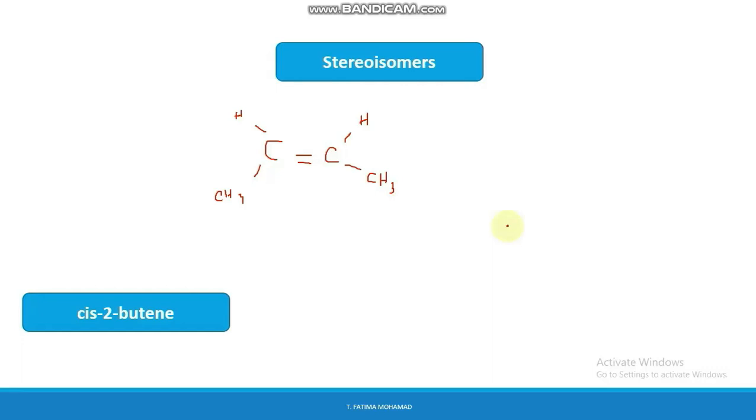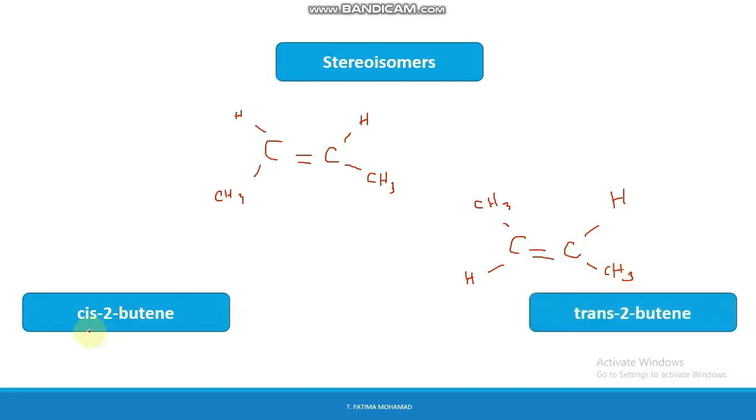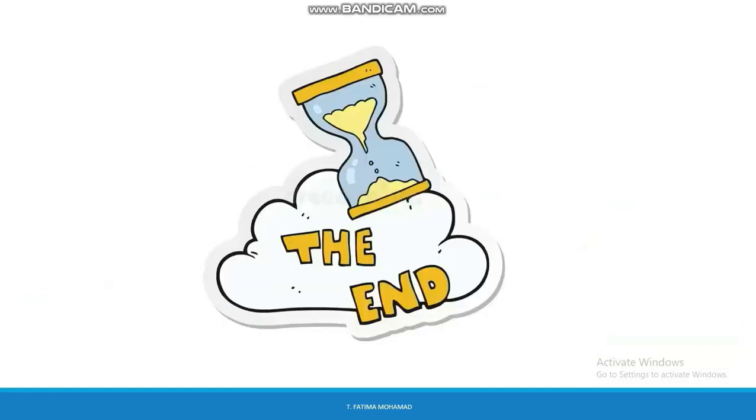And the second one, we will make them trans. So C double bond C, H here, and here they are on opposite sides. So here is CH3 and CH3. They are on opposite sides, so they are trans. Instead of cis, we can write Z, of course between parentheses, and we write this dash 2-butene, and instead of trans, we can write E-2-butene. Okay, so by this we ended our session for today.